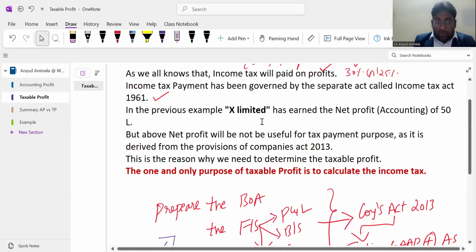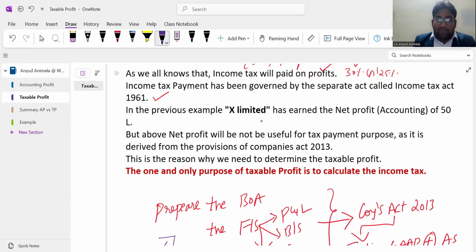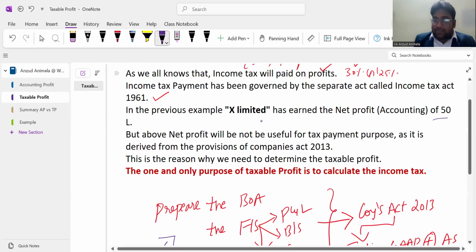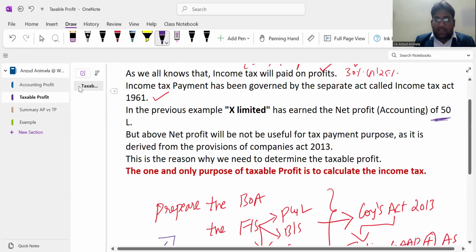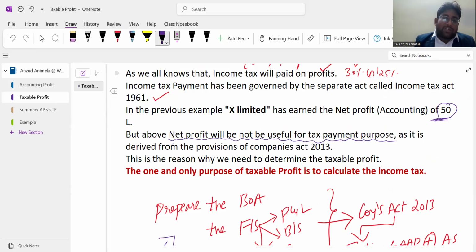Now, in our previous example, X Limited has earned a profit of 50 lakhs. We have all seen that here. Now, the net profit above will not be useful for tax payment purposes. This 50 lakhs will not be useful for tax payment purposes. You all know the reason, because this 50 lakhs has been derived from the Companies Act, not from the income tax.